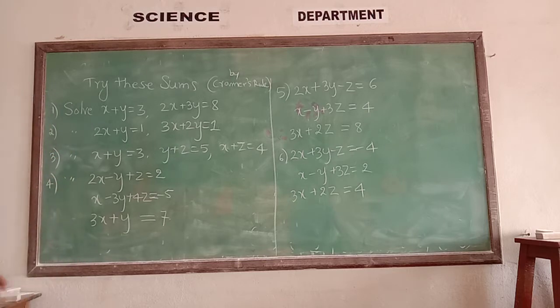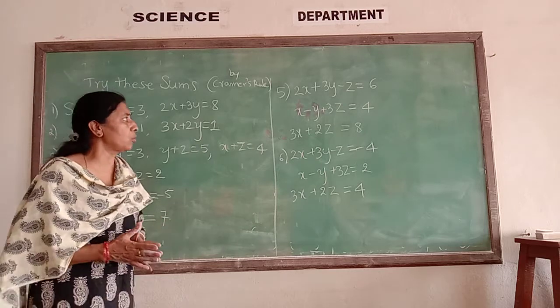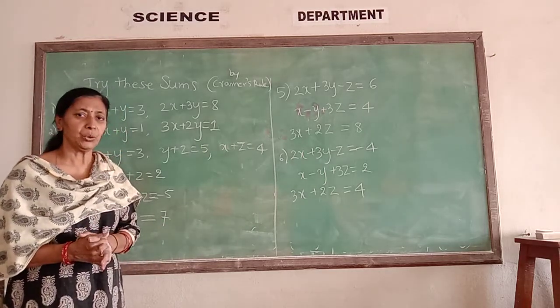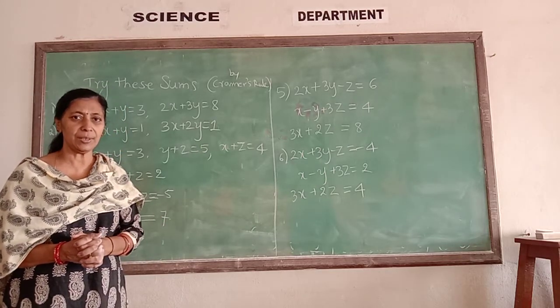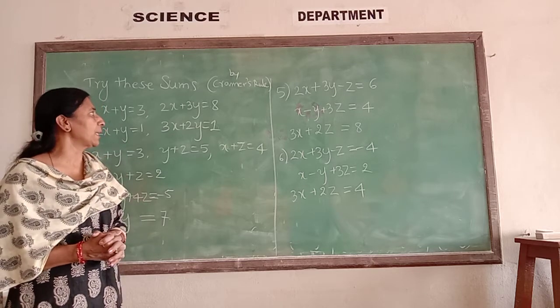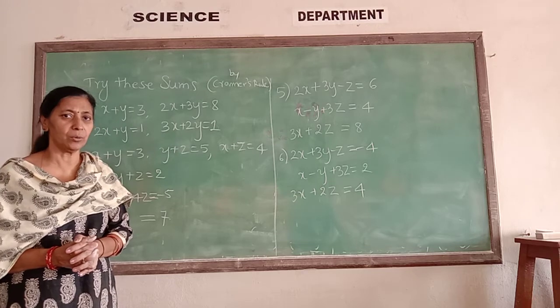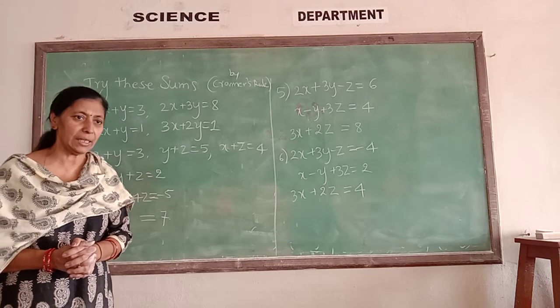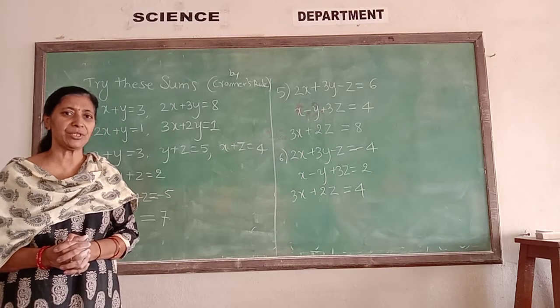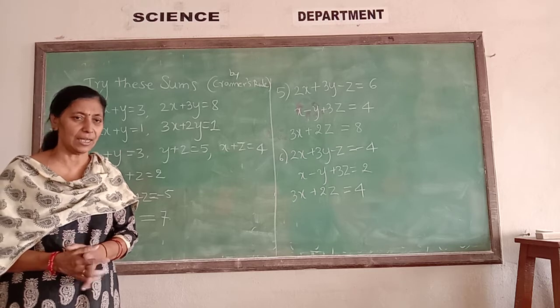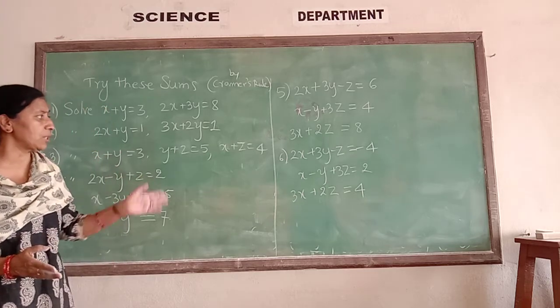So in today's class we have understood how to solve the problems on 2 variables and 3 variables by Cramer's rule method. Some standard sums we have taken up. Go through them properly, understand, practice the same sums once again more clearly, and then go for solving these following sums.